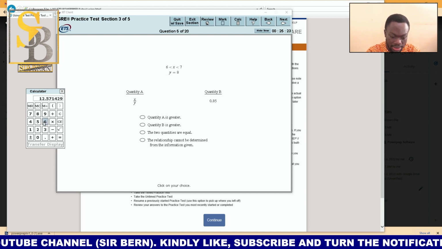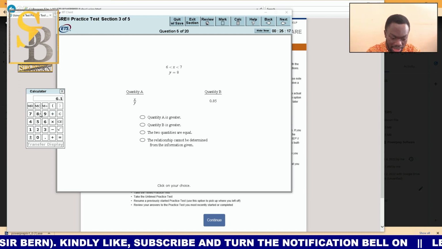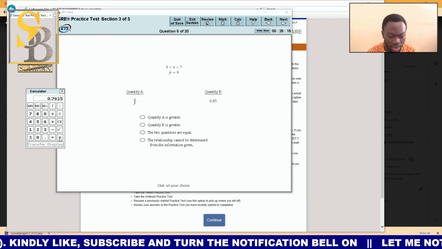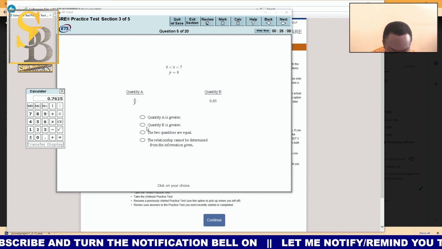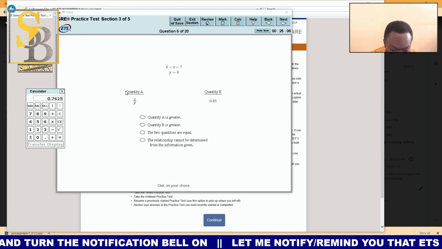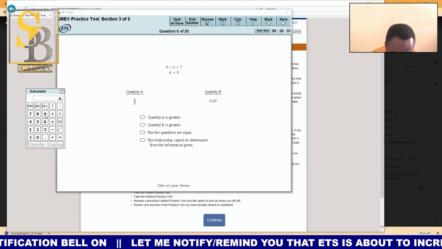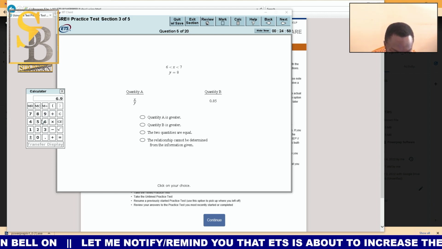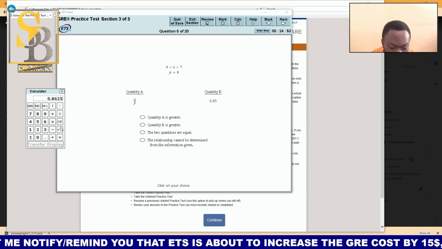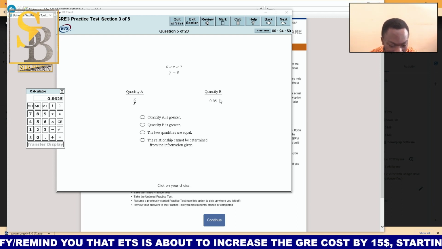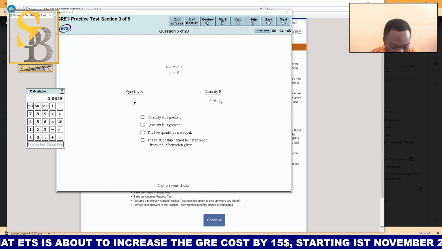6.1 divided by 8 gives us 0.7625. Comparing these two, quantity B is greater, but that is just for one value of x. Let's check the other extreme value of x. So 6.9 divided by 8. In this situation, we are getting 0.8625. In this situation, quantity A is greater than quantity B. So in one case, quantity B was greater than A. In another situation, quantity A is greater than B.